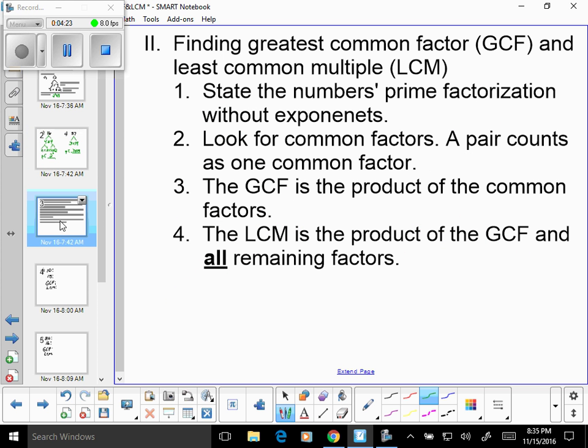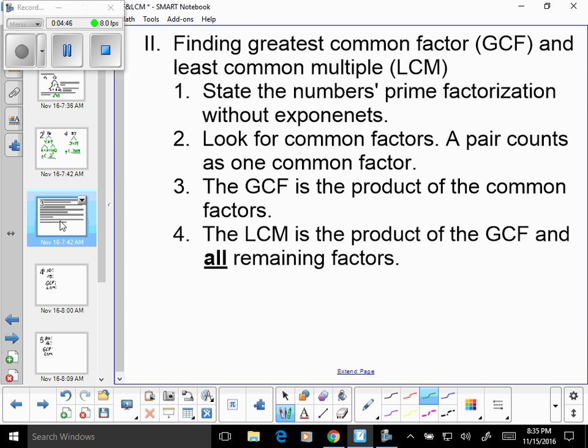Now, greatest common factor, least common multiple. These will have a lot of implication when it comes to fractions and rational numbers. What we do is state each number's prime factorization without exponents. And I really spelled exponents wrong there, sorry. But it's kind of like, what would that bottom line of the factor tree look like?